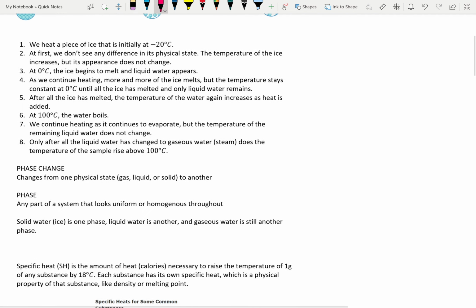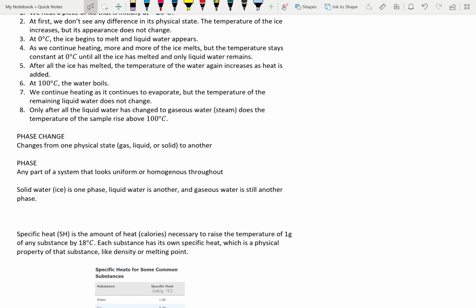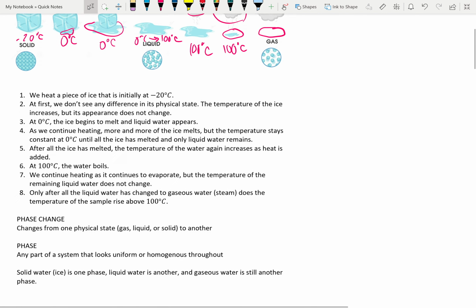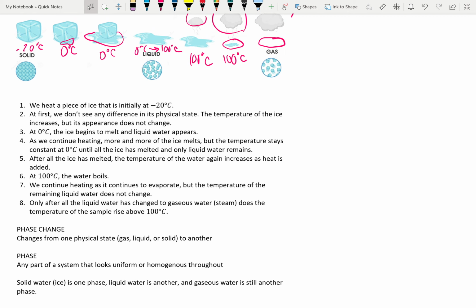So phase change is any change from one physical state to another. So we go from gas to liquid, liquid to solid, solid to liquid. Any phase change, any changes in physical state is called a phase change. Phase in particular is any part of the system that looks uniform or is homogeneous throughout. So going back to our image, a solid is a phase, a liquid is a phase, gas is a phase. Any mixtures of the two is not a phase. If you have ice and water, that is not considered a phase.